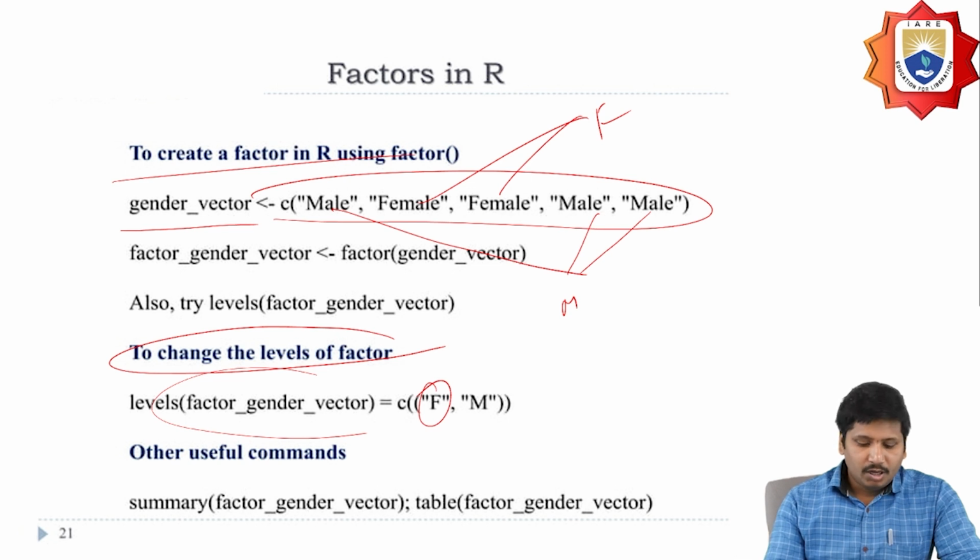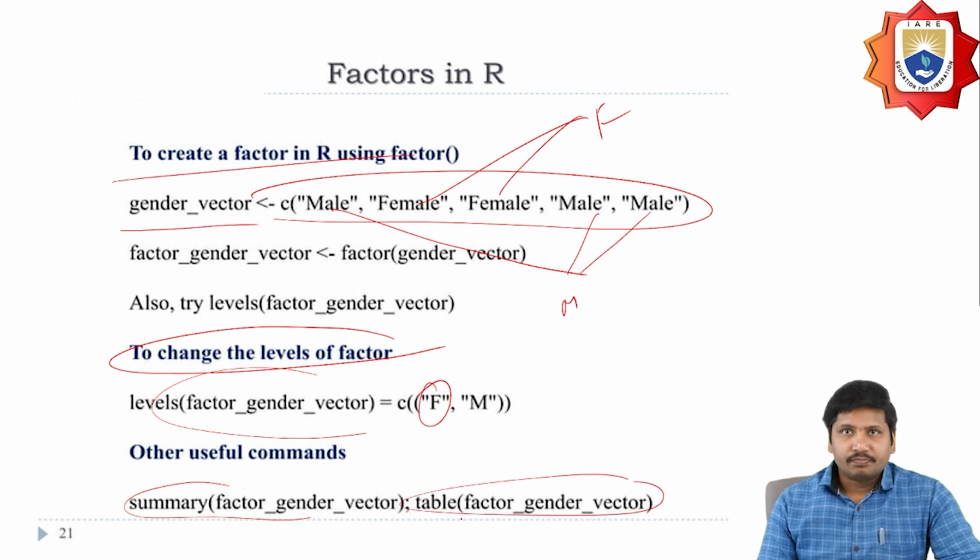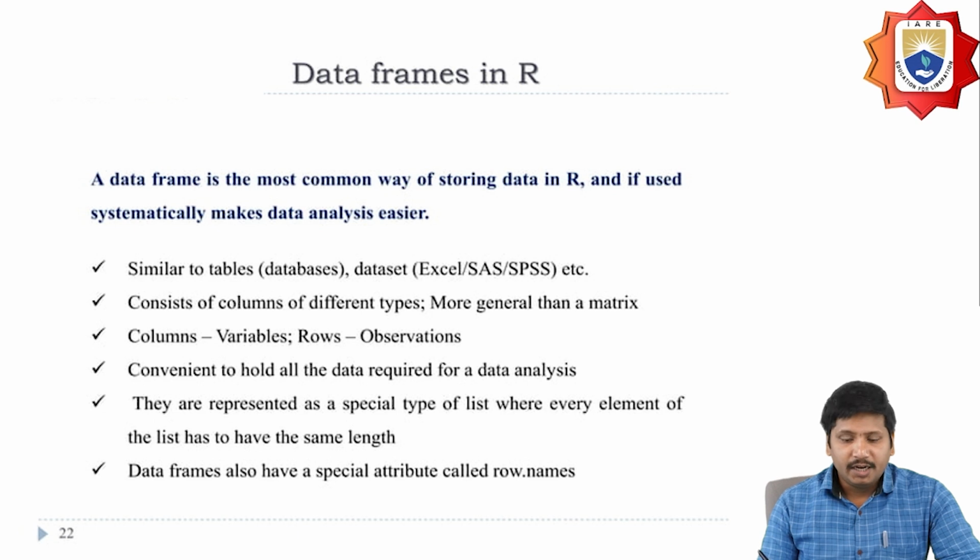Some other useful commands that can be applied are summary of factor of gender and table of factor of gender. So the summary of this one I can extract, and I can also get the table form of the factor. And the next form is the data frames.